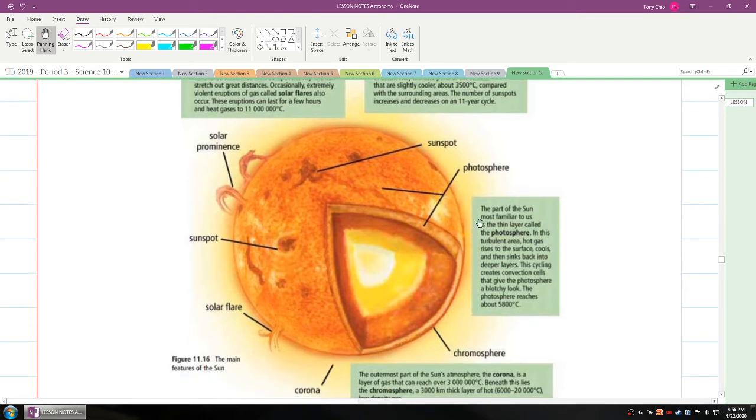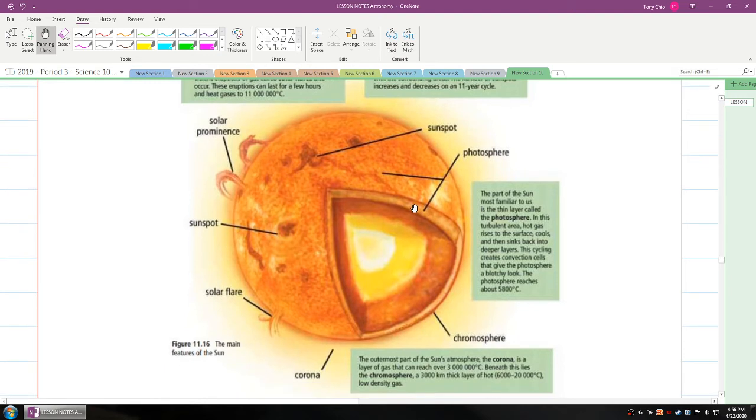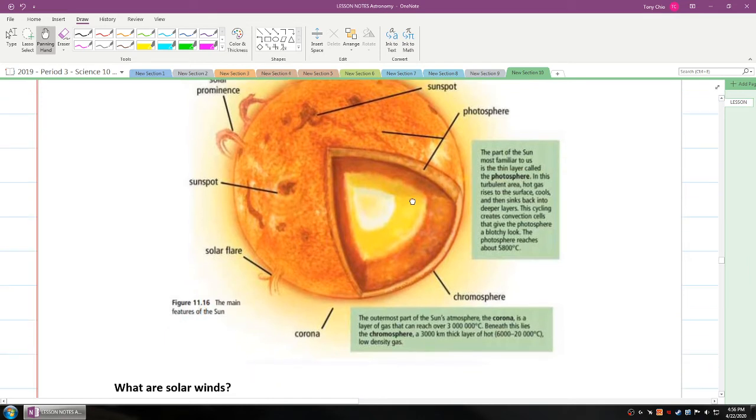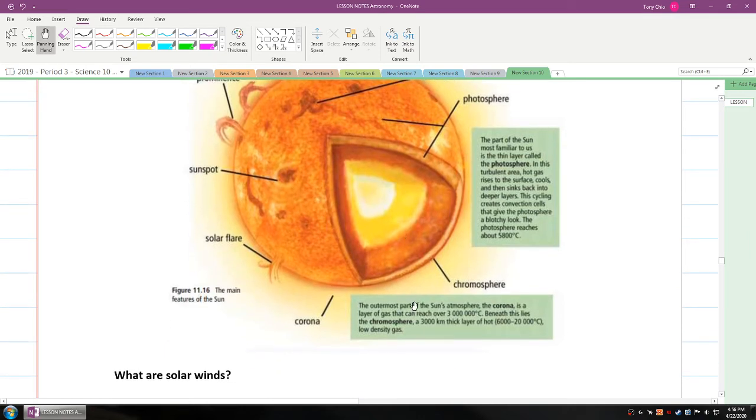The photosphere is the part of the sun that most people are familiar with, and it's the turbulent area of hot gas that rises to the surface, cools, and then sinks back into the deeper layers. This is what we call a convection current, and it is what gives the photosphere that blotchy, flowy look like magma. The photosphere reaches about 5,800 degrees Celsius, and you can think of it as the surface of the sun. The last one is the chromosphere.